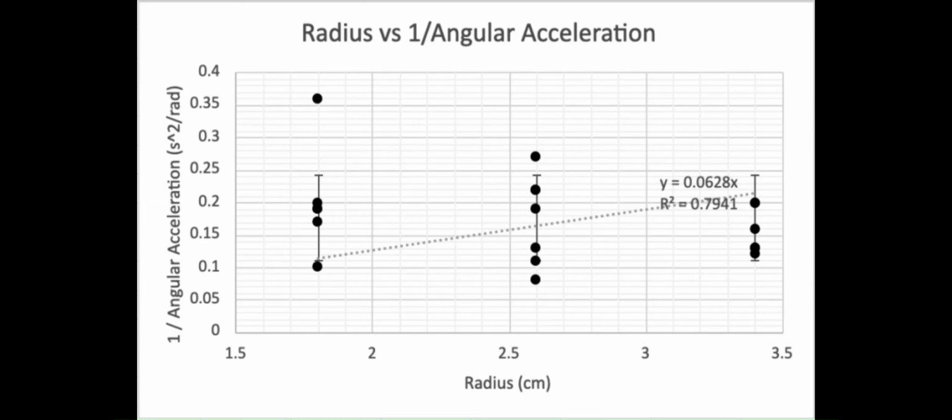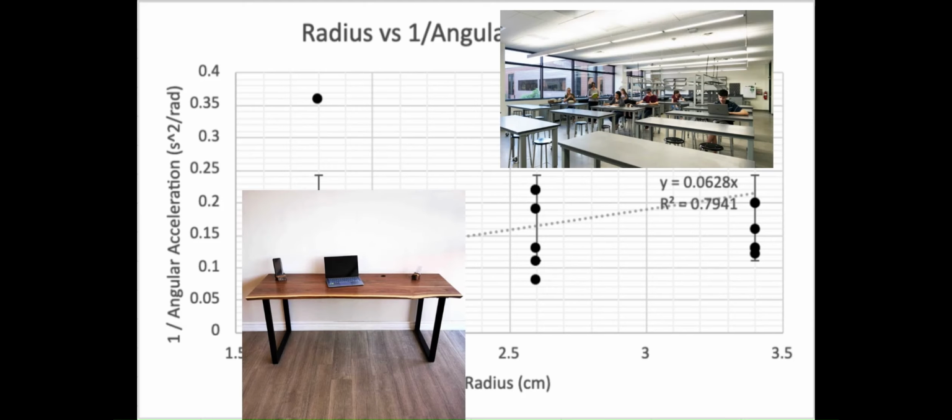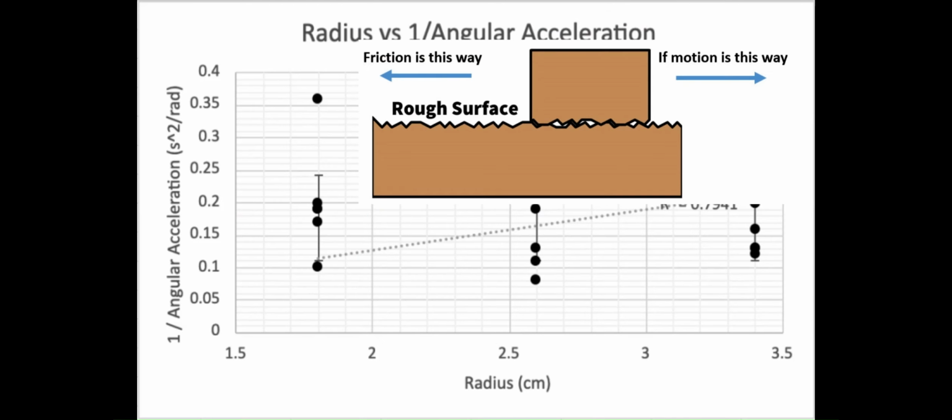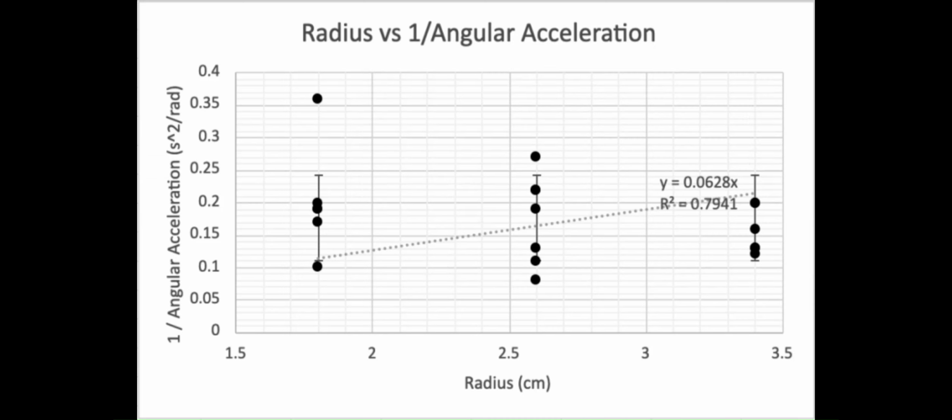However, in our graph, you can see that the error bars are very large. This could be from a number of reasons: inconsistent testing conditions, tilted surfaces, or changes in friction. But if this happens in your data, you can always try again.